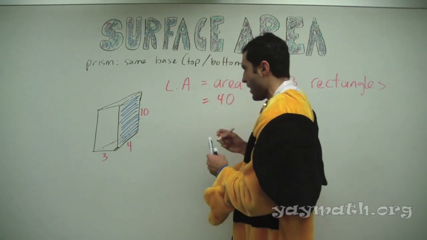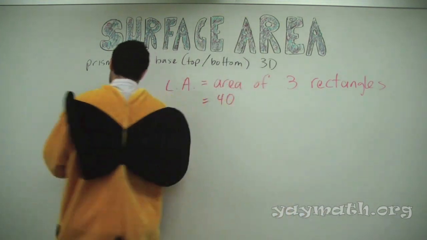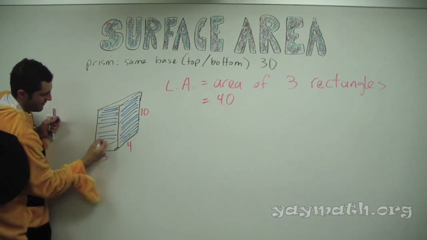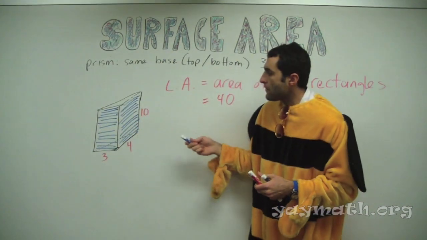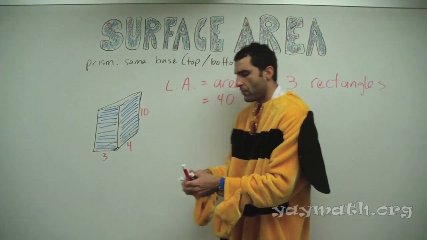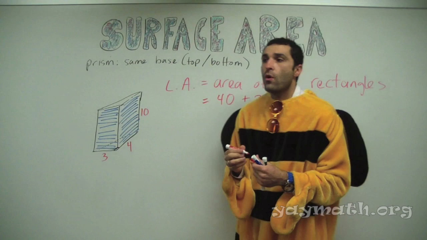What is the area of the side face over here? Take a second. The area of that face right here. 30. Call it out. 30, bravo. 30 plus 30. We have one face left.